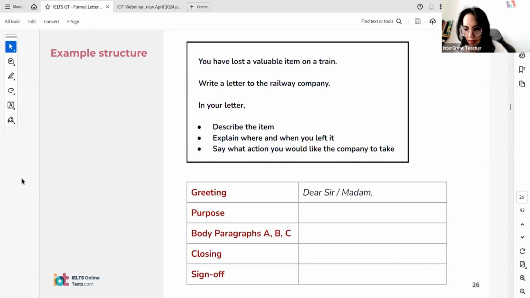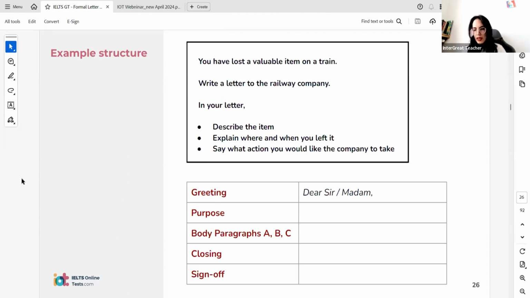Katerina, good question. Actually, in the IELTS test, capitalization is not important. Of course, correct English is exactly like this, Sir S capital, Madam M capital. But usually in the IELTS test, even in the writing test, capitalization is not important.